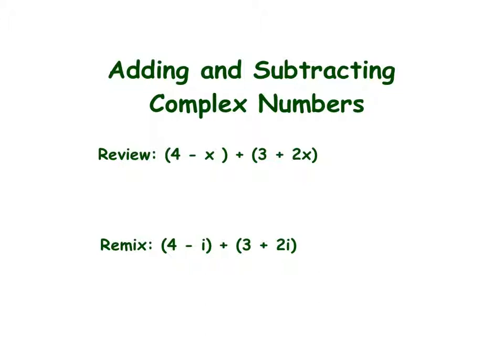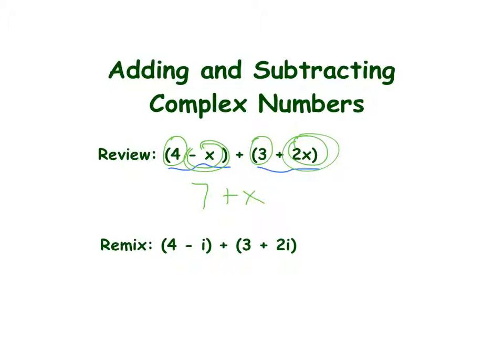Adding complex numbers is very similar to adding variables and constants. For instance, if I were to take 4 minus x and add to it 3 plus 2x, all I would do is add the like terms. So you would do 4 plus 3 and get 7, and you'd do negative x plus 2x and get 1x.